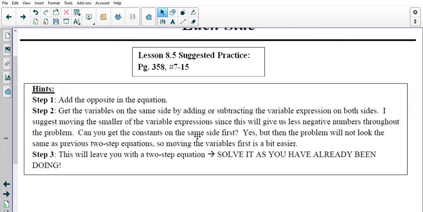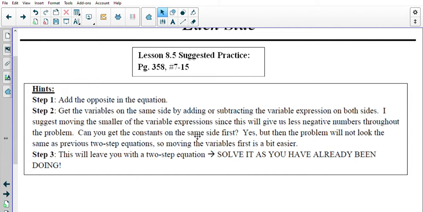The second step is to get the variables on the same side by adding or subtracting the variable expression on both sides. I suggest moving the smaller of the variable expressions, whichever of those two is smaller, since this will give us less negative numbers throughout the problem and throughout our work, and we know that when we have negative numbers, we tend to make more mistakes.